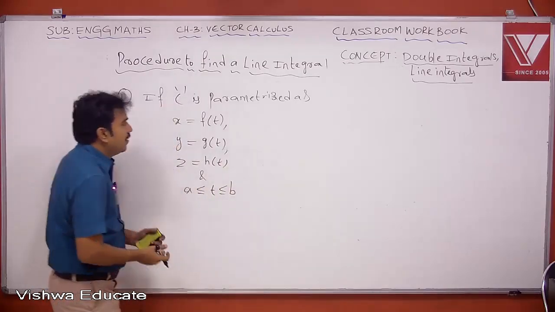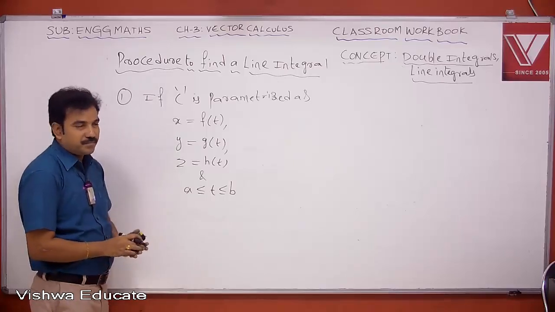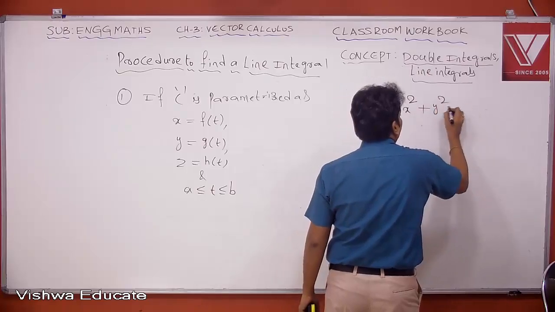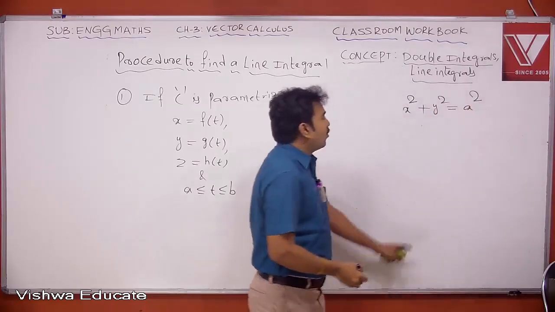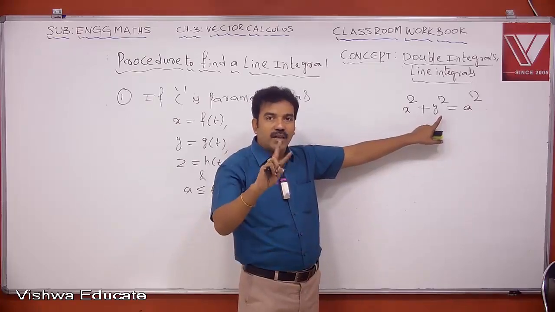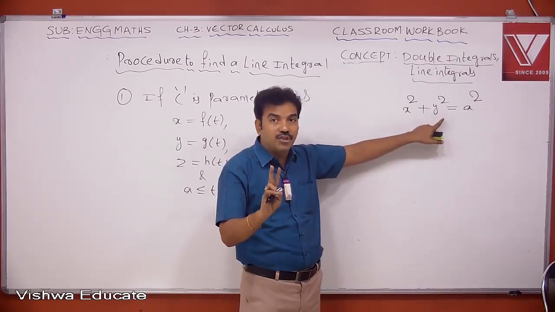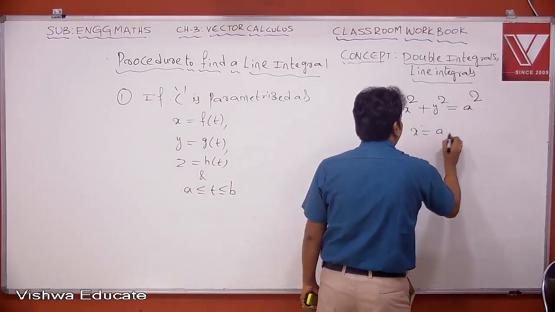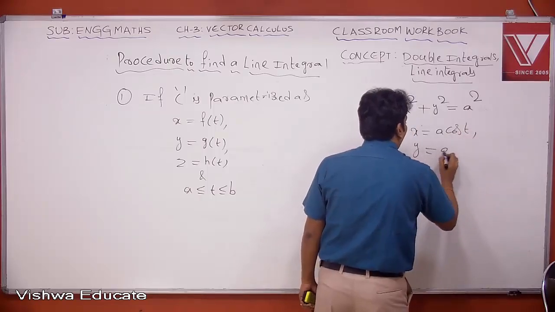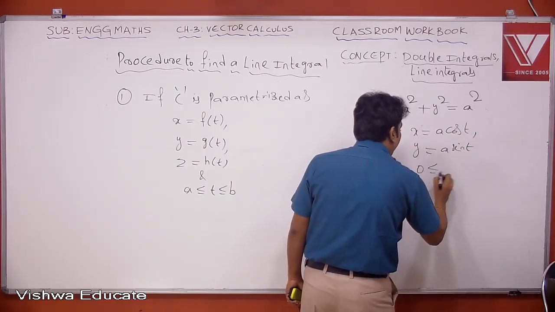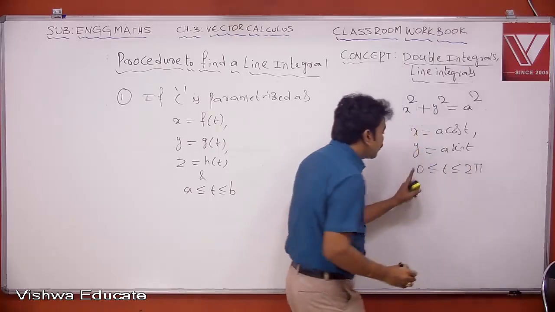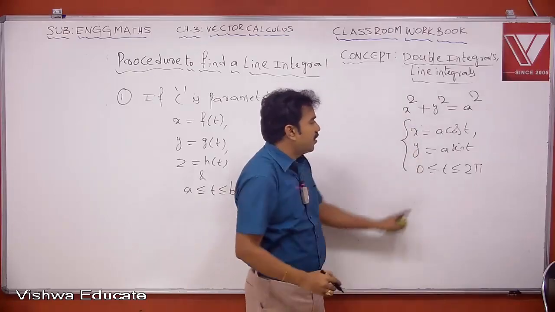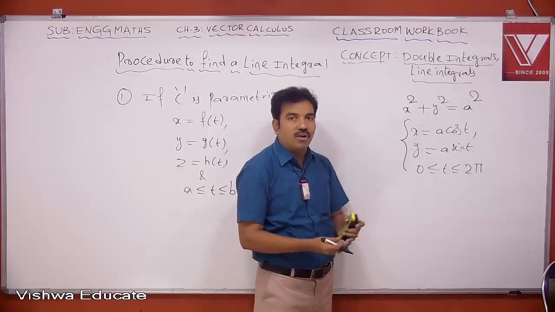constant limits. Let me explain what parameterization is, starting with a simple example. Suppose I have a circle x square plus y square equal to a square. This is an equation of a circle. It involves 2 variables x and y, and handling 2 variables is not as simple as handling a single variable. Now suppose I take x equal to a cos t, y equal to a sin t, and the limits of t are 0 to 2 pi, from the first quadrant to the last quadrant. This is called the parametric equations representing the circle x square plus y square equal to a square.